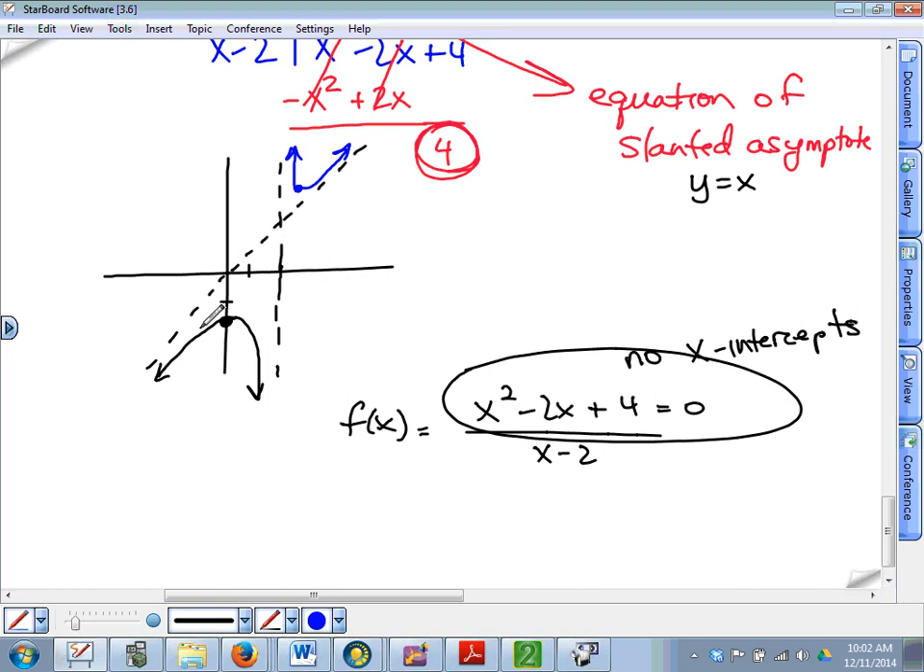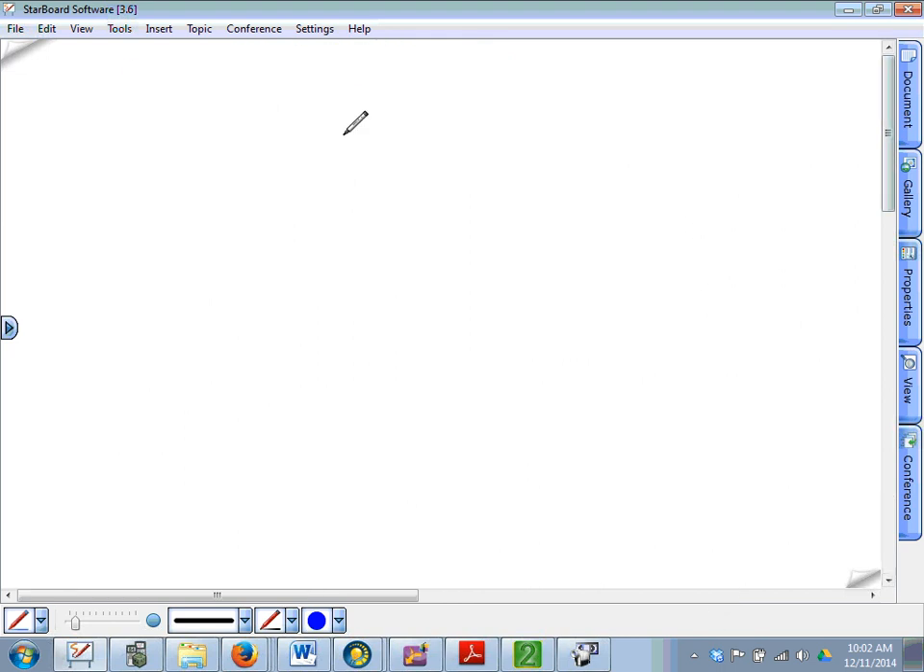You guys understand what I'm saying? Yeah. If you needed to. I don't think you will, but if you did. Okay. Let's move on to a different type of graph.